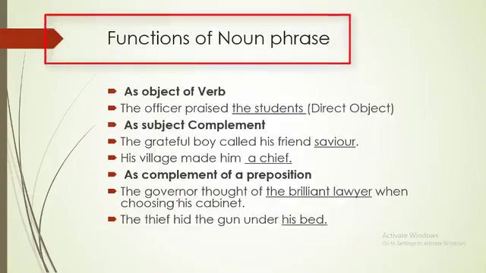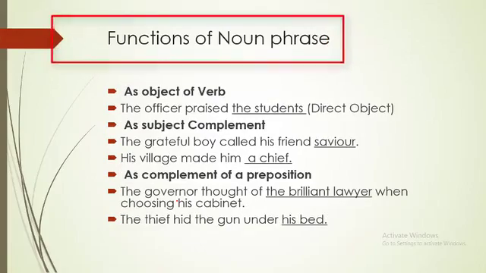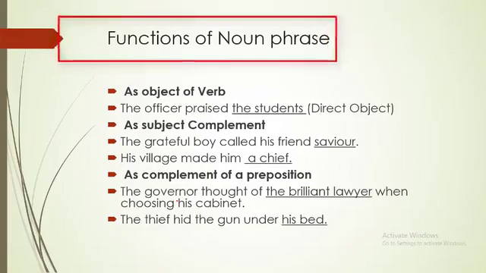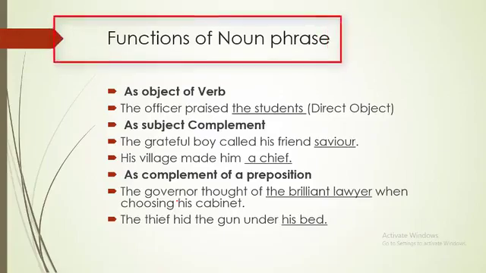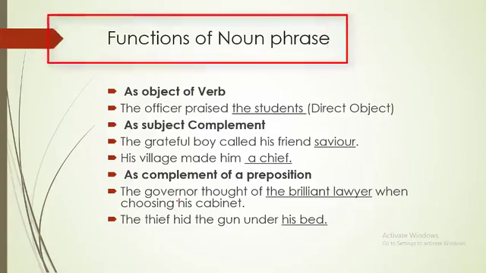Other functions of the noun phrase: it is also the object of what? The verb. So it could occupy the position of the object. So we have, the officer praised the students. Now, the students is the noun phrase. What position is it occupying? Object. Which verb? Praised.